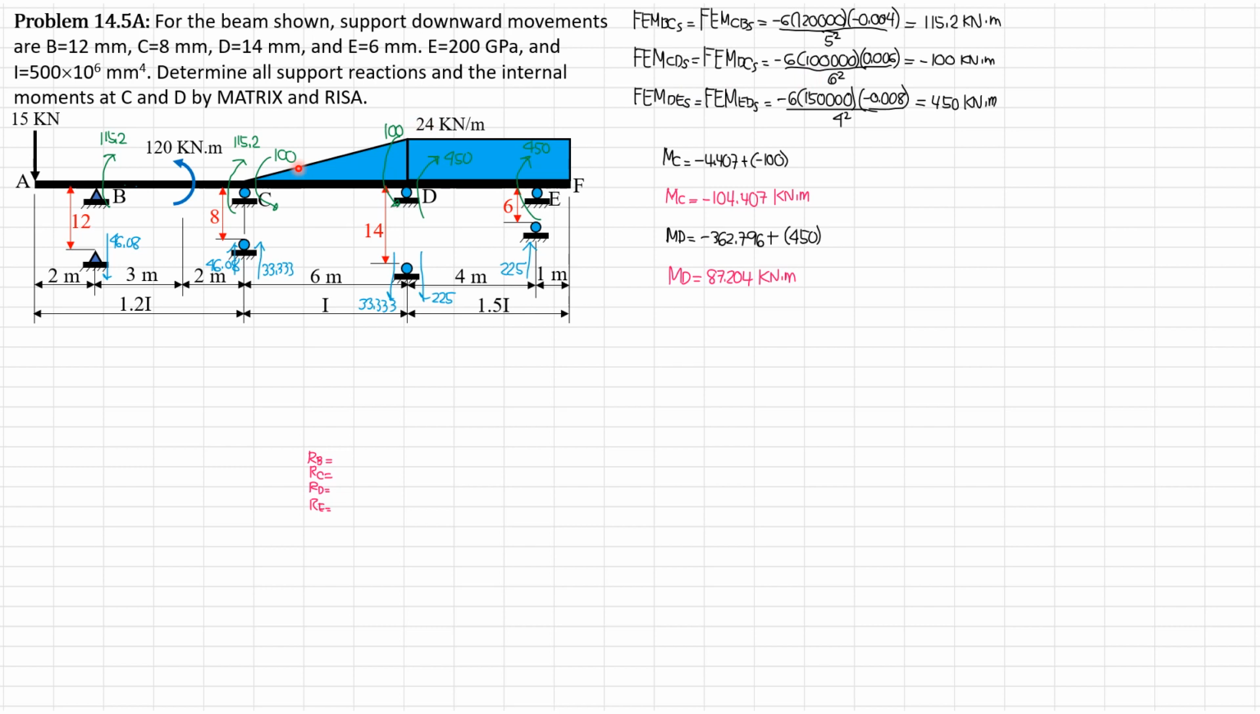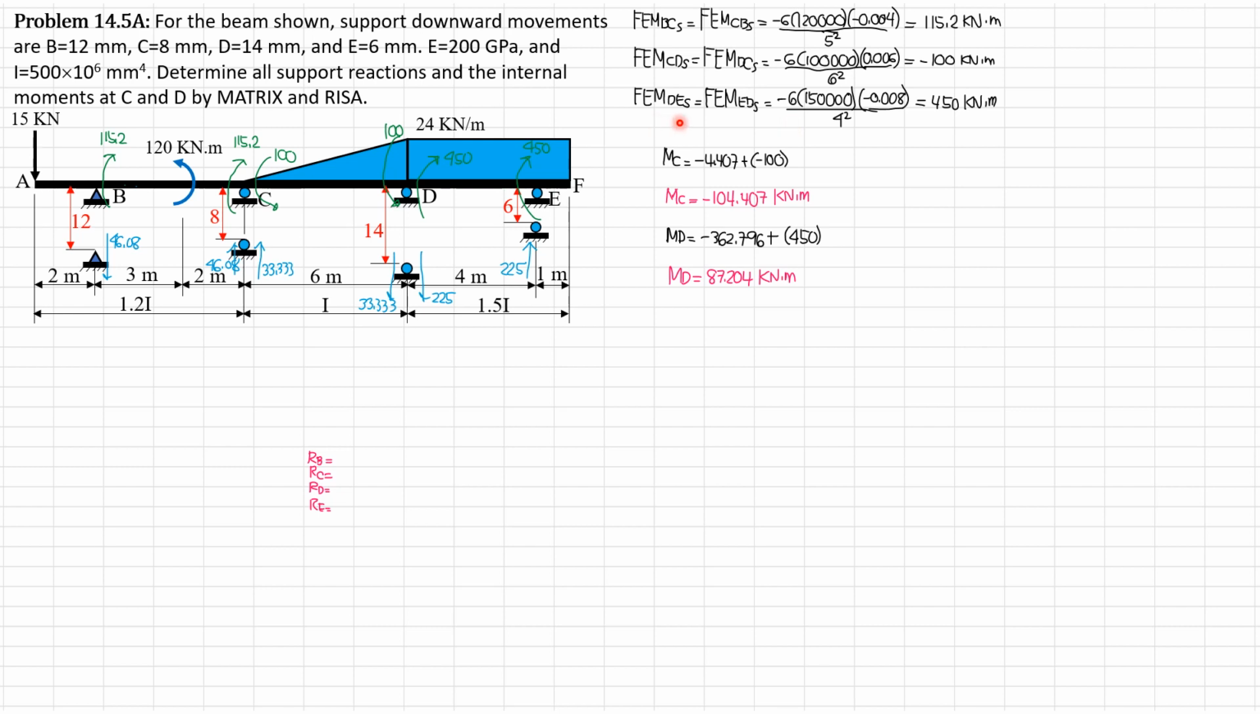Then for CD, 115.2 for CD, negative 6 EI is 100,000 because the moment of inertia is I, just I. Then the chord rotates clockwise for CD, and delta is 14 minus 8, 6 mm. So 6 mm is treated positive in the slope deflection equation side sway moment formula. So negative 6, 100,000 times 0.006 over L square, 6 square, so negative 100 kilonewton meter, and it is counterclockwise as shown.